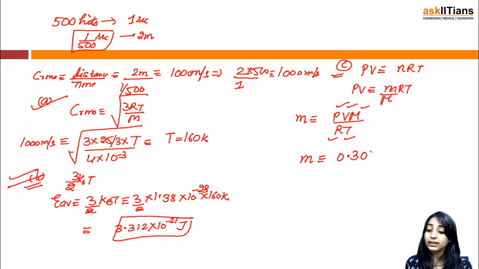It is 0.3012 grams. So this is up to 4 places of decimal. You can also give the answer up to 2 places of decimals. So this was a kind of theoretical question, but it has been asked in JEE, so I tried to discuss this question with you people.